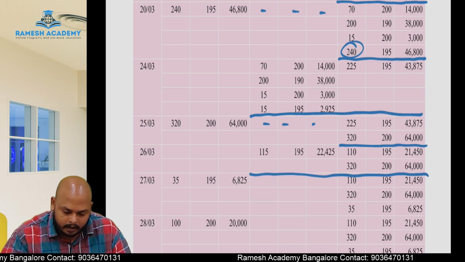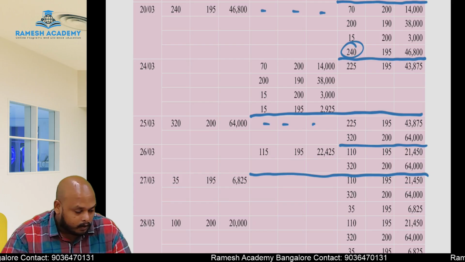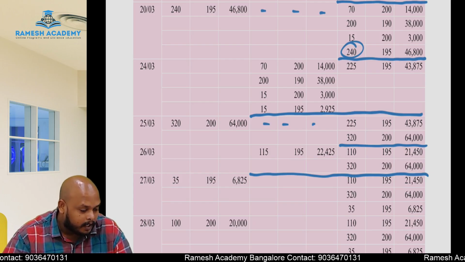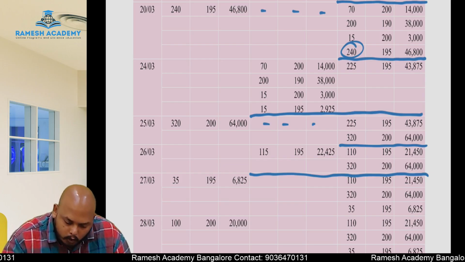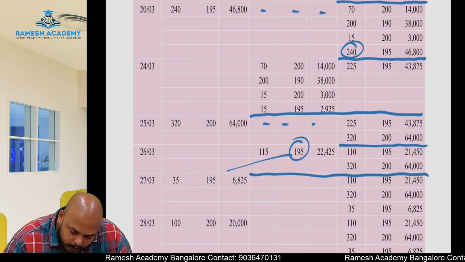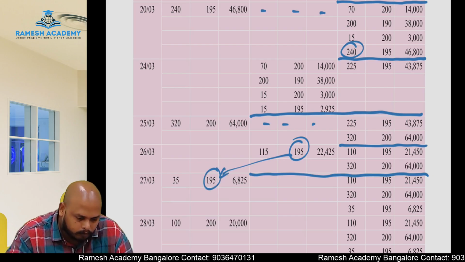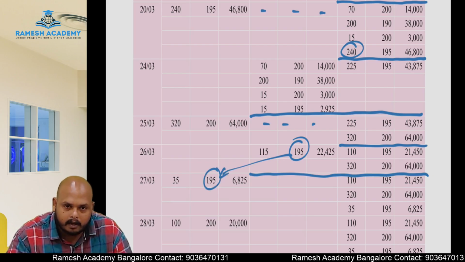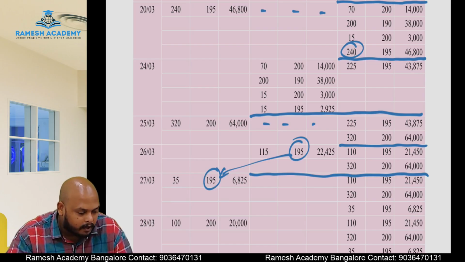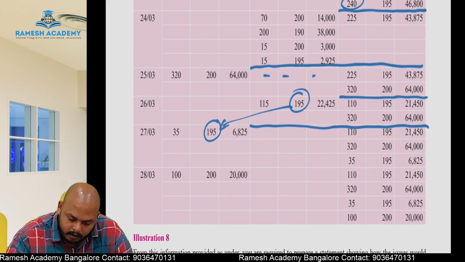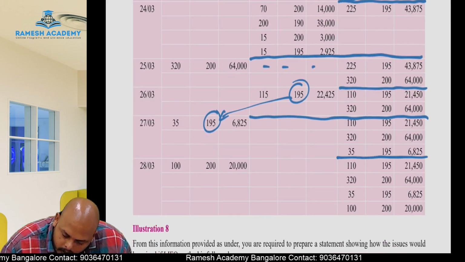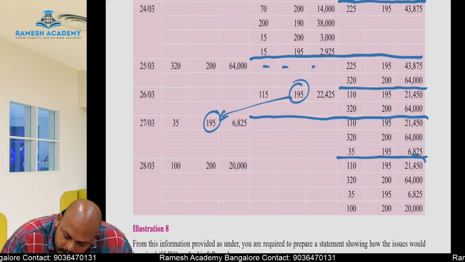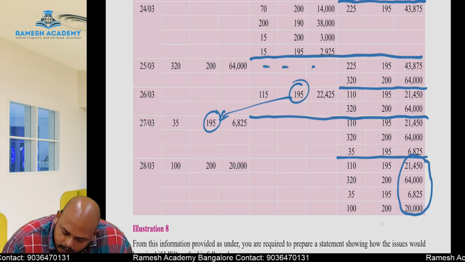Okay. Next, on 27th March, what happened, Nana? Returned from department B. So whatever we issued has come back. Whatever the issue price is there, same price we have to take here also, Nana. Next, on 28th March, received from supplier 100 tons. We have to write in the last, Nana. So if someone is asking you the value of closing stock, it will be this.